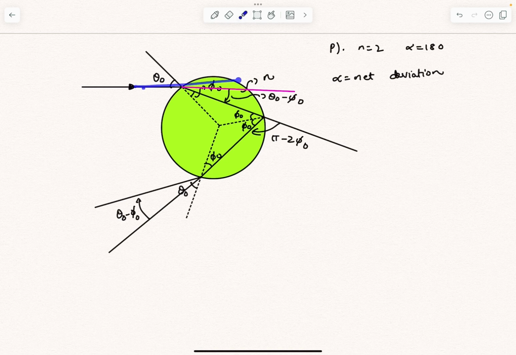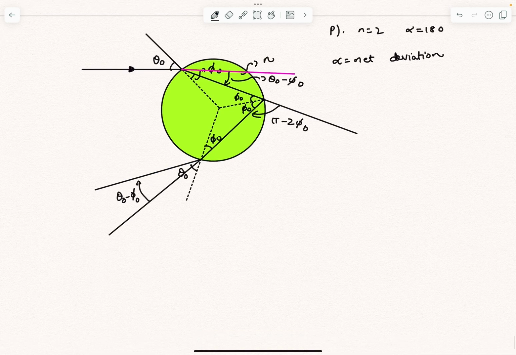If you observe, all the light rays are bending in the same sense, right? So we can just add their net deviation. The deviation at the first point is theta naught minus phi naught in the clockwise sense, at the second point it is pi minus 2 phi naught again in the clockwise sense, and at the third point it is again theta naught minus phi naught.